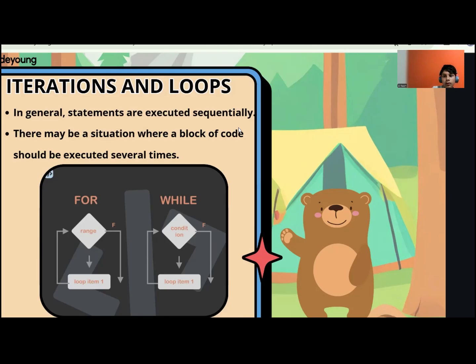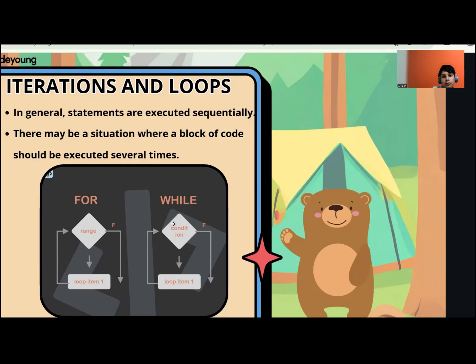But in the loops, it will do the same thing again and again until the condition is true. So let's say this is the flow chart of for loop and while loop. We will take the while loop first. We put the condition on the while loop.